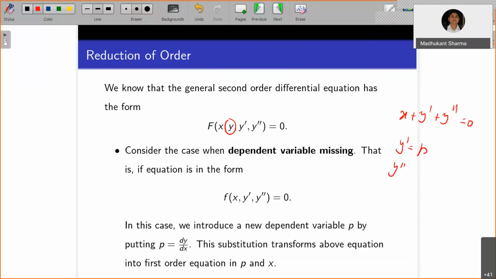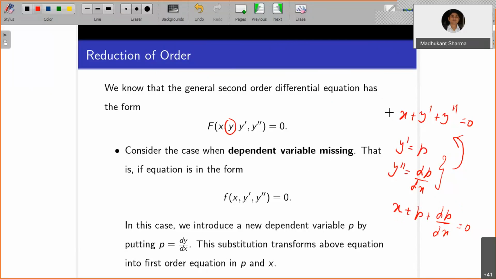Then you have y double dash equals dp by dx. If you use this substitution here, the equation is x plus p plus dp by dx equals 0. Now this equation is linear in p and x, or you can say this equation is a first order differential equation in p and x. So solve this equation, then you solve y dash equals p.